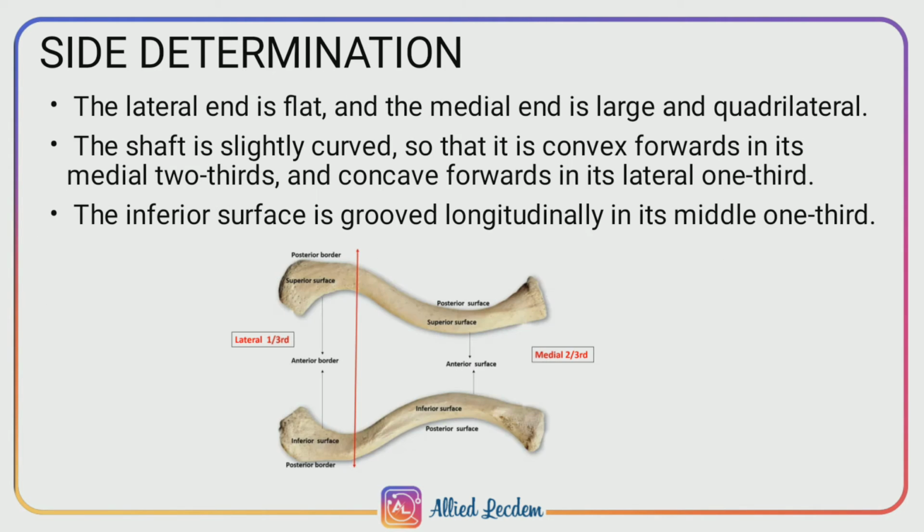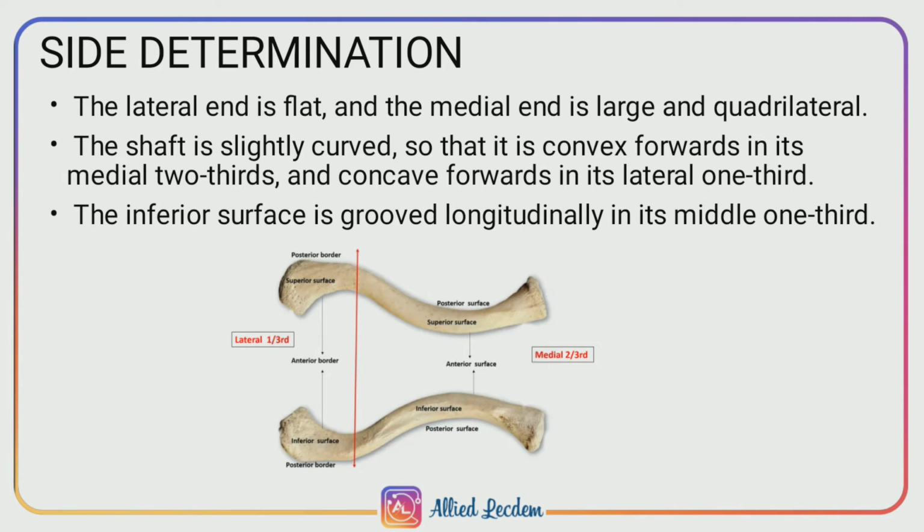Next is the side determination of our clavicle bone. The first is the lateral end. The lateral end is flat and the medial end is large and quadrilateral. As we could see in this image, the medial end is quadrilateral in shape, and the center part of the bone is named as shaft and is slightly curved.